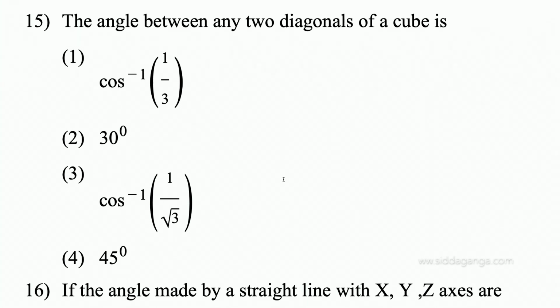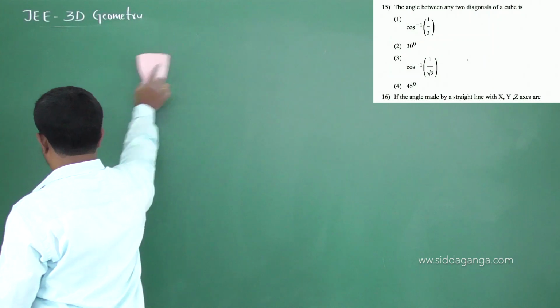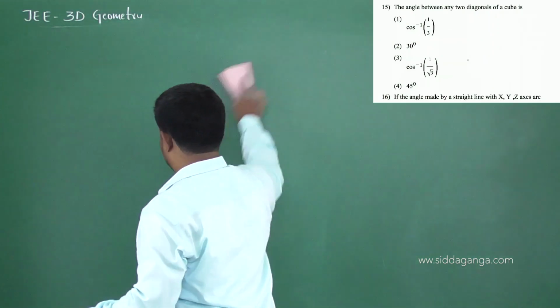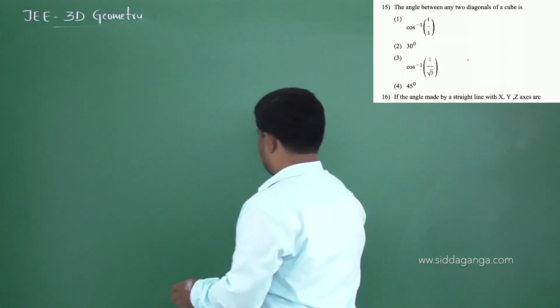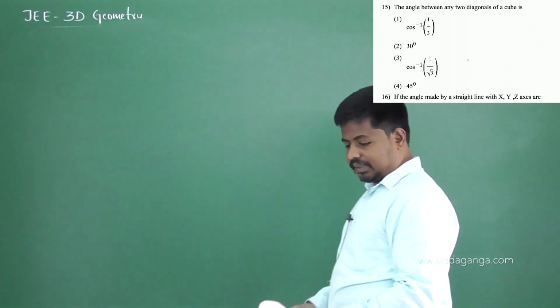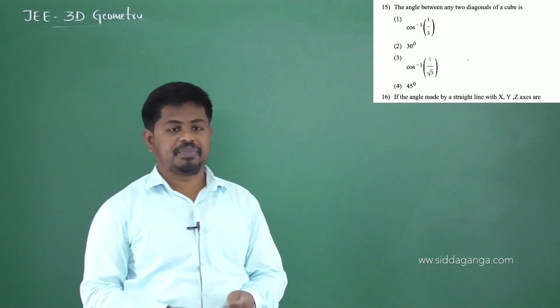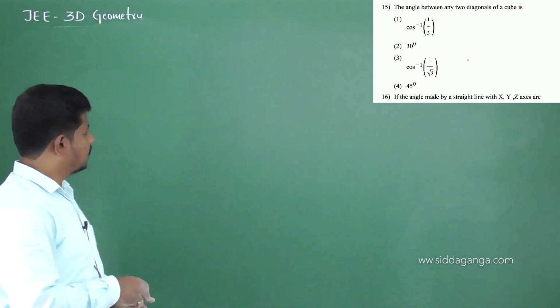So let's move on to question number 15. The angle between any two diagonals of a cube is. So hope you are all familiar with a cube. A cube has 4 diagonals. This can be found easily using 3D concepts. Let us take 3 consecutive sides of a cube along the x, y and z axes.